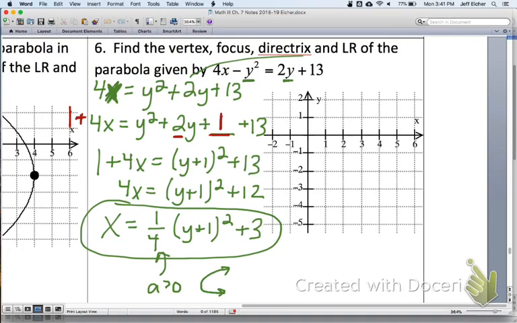Okay, so we have our equation. We need to find the vertex. Well, this is h and this is k. So the vertex would be 3, comma, negative 1. So 3, negative 1.